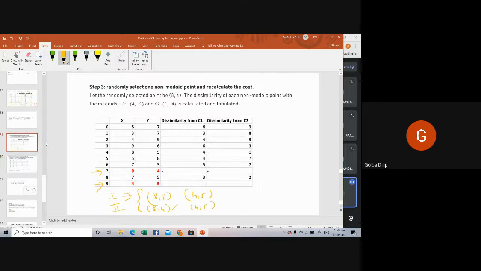I'll just give you 2 minutes. Can you do that by the time I take attendance? With respect to this, you tell me what are the clusters to which they are going to get assigned, whether the clusters are changing. Assign the various objects to the clusters based on this least dissimilarity. So meanwhile, let me take the attendance.